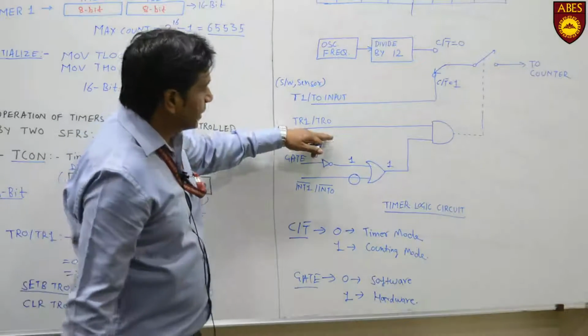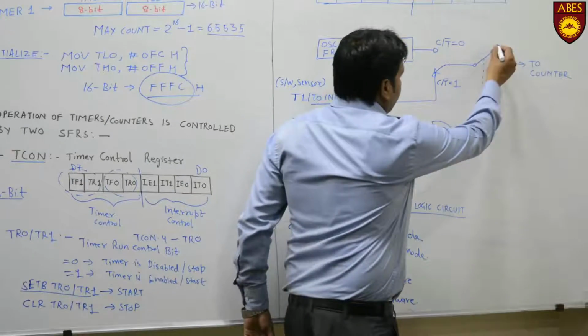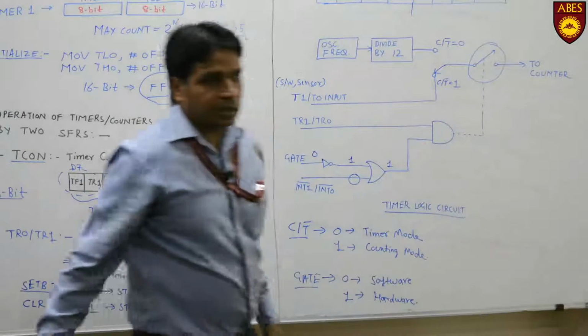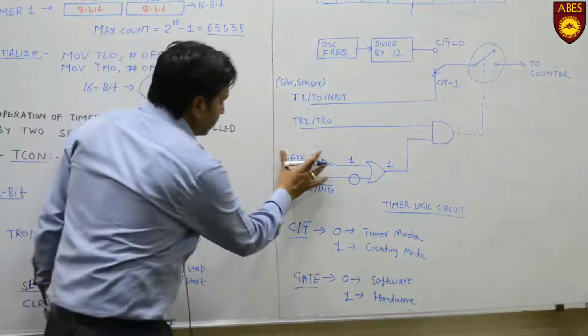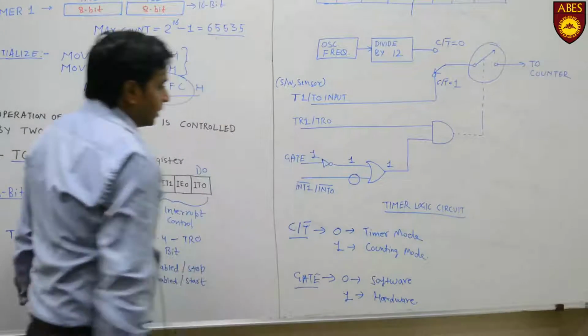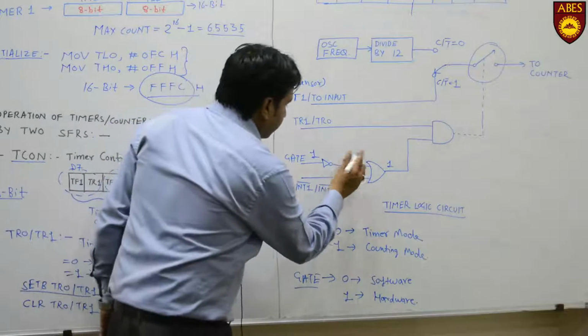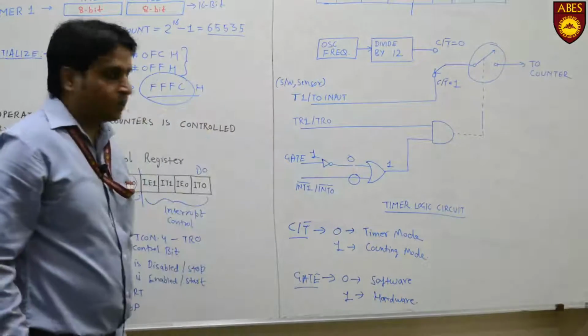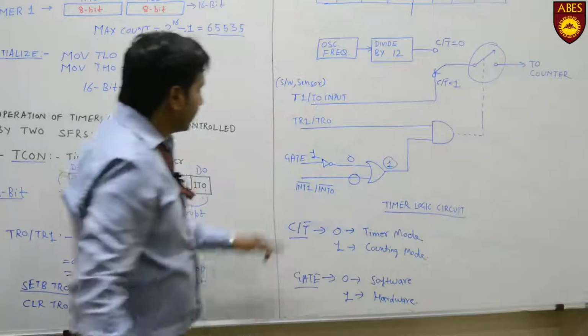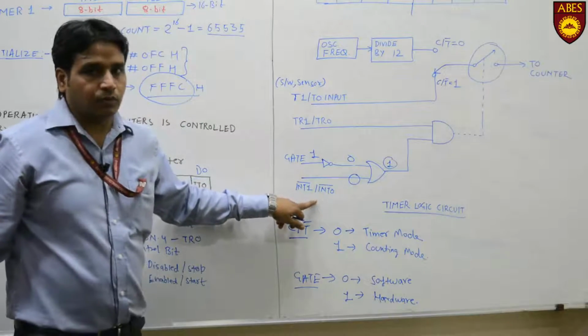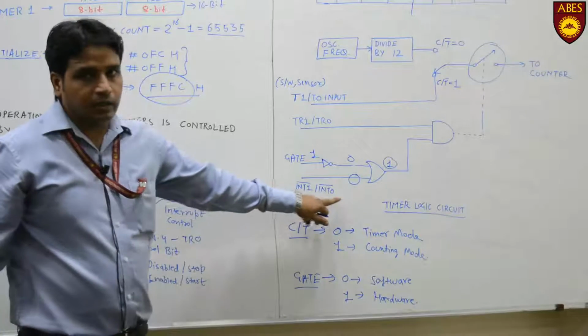So in this case, we say that the counting or timing operation is totally controlled with the help of the software instructions. But in the second case, if I make this gate equal to 1, then the input of this OR gate becomes 0 and the output of this OR gate will not become 1 till we get some external input from the inputs INT1 or INT0.